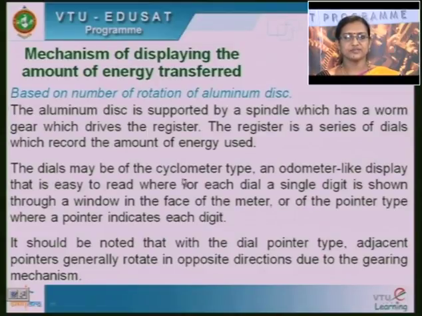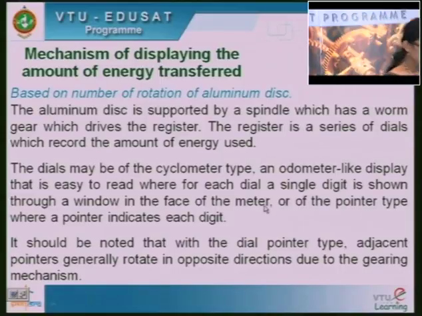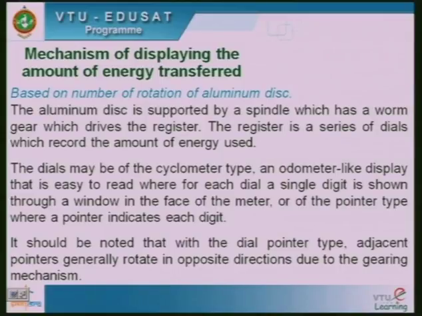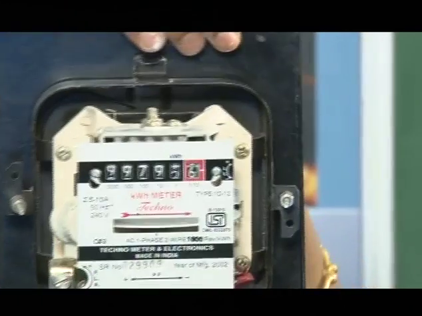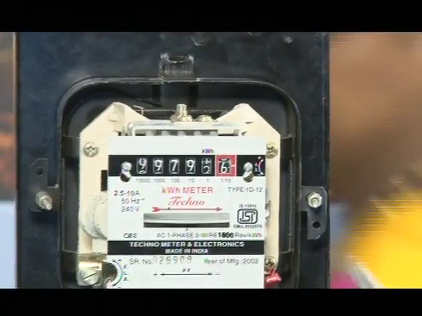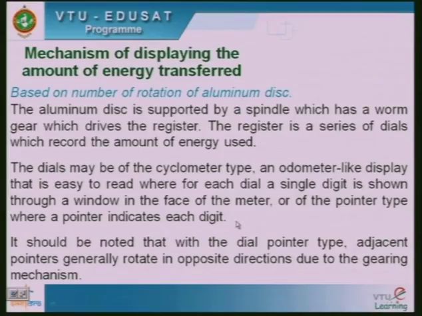The dials may be of the cyclometer type, an odometer-like display that is easy to read, where for each dial a single digit is shown through a window in the face of the meter. I told you this. Here there is a window for each digit. Here you see that. So, here you are going to read. It should be noted that with the dial pointer type, adjacent pointers generally rotate in opposite directions due to the gearing mechanism.